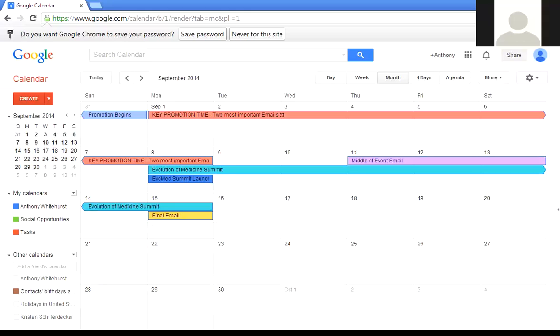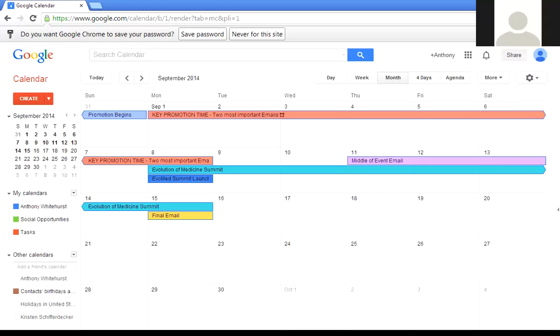The second email is generally sent out a week before. I put this in red because I wanted to mark that this is a key promotion time. We want you to be sending 2 emails between September 1st and September 8th, which is the beginning of the summit. These are going to be the 2 most important emails that you send out. There's something about the instant gratification that people get when they see that there's an event coming up. It's free and it's going to happen tomorrow, or in only a few days.